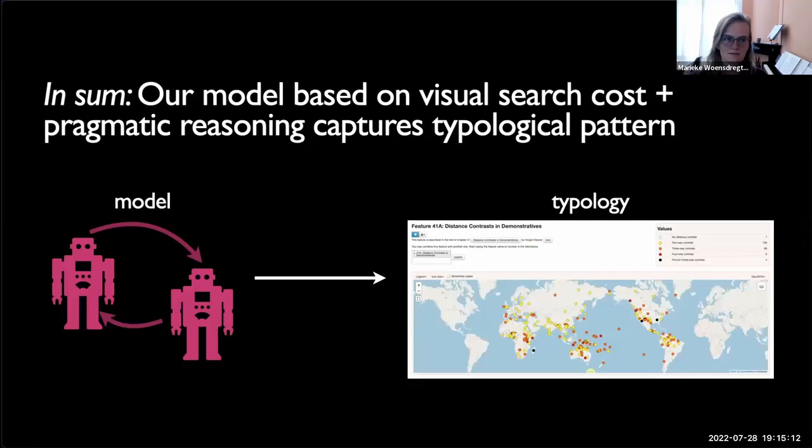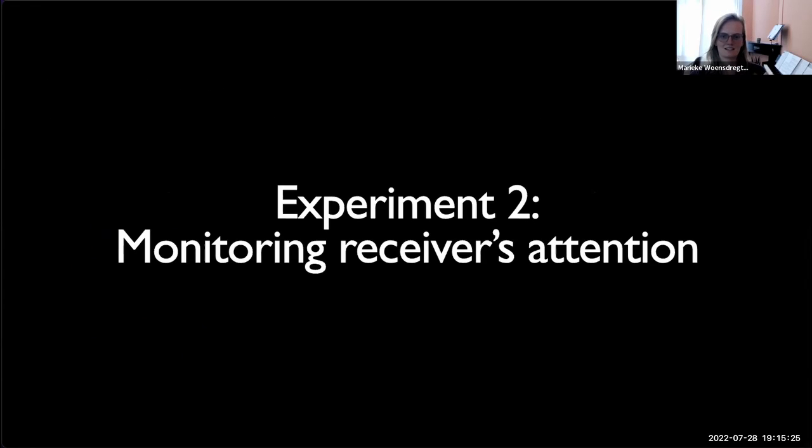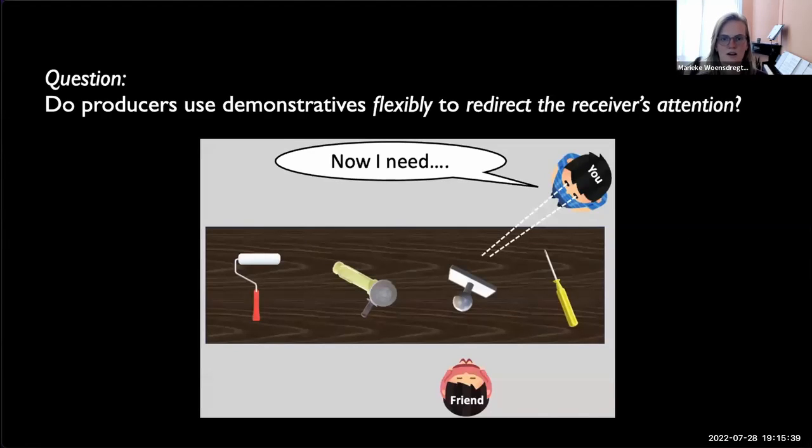So to summarize study one, we found that our model, based on visual search cost reasoning plus pragmatic reasoning, captures the typological pattern, the typological classification of these languages. And in experiment two, instead of looking at monitoring of spatial location, we looked at whether speakers also monitor the receiver's attention. The idea behind this is that we wanted to know whether producers use demonstratives flexibly to redirect the receiver's attention. So imagine you're in this situation.